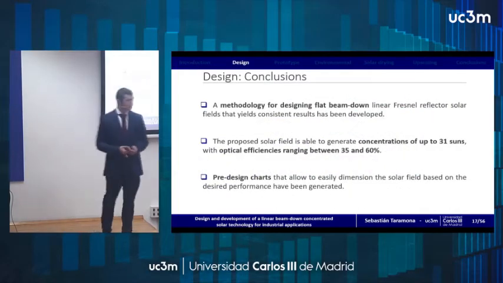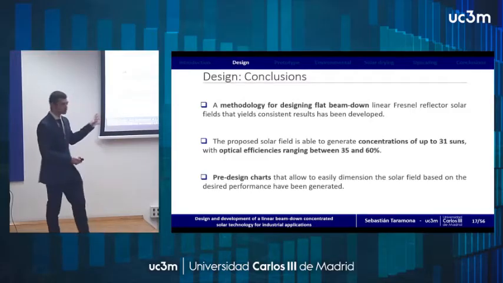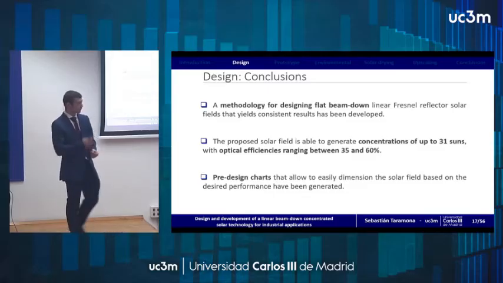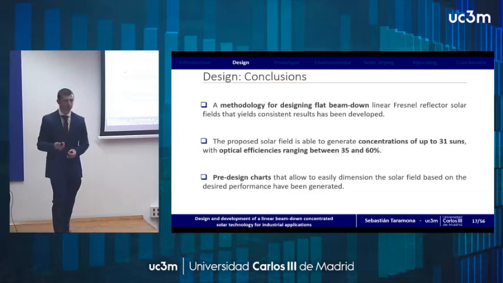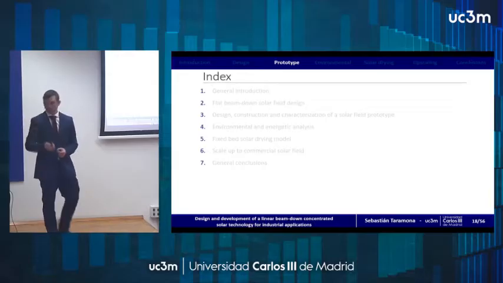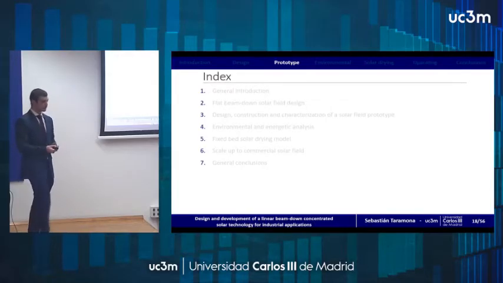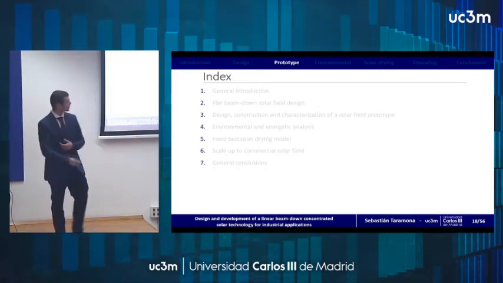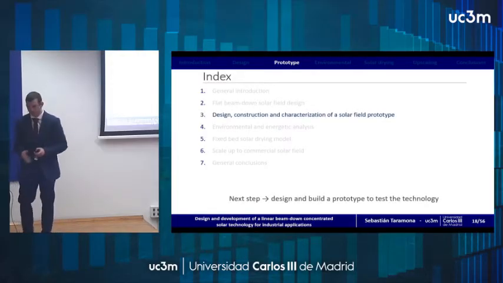So, rounding up this chapter, we were able to obtain some pre-designed charts that I previously mentioned. This way we can pre-design the solar field in an easier fashion. We were able to obtain a design methodology for these types of solar fields. And we were also able to achieve concentrations, in theory, of up to 31 suns. Okay, so now we have developed a design methodology. The next step is to bring this methodology up to a lab grade. So in order to do this, we'll be designing, constructing, and characterizing a solar field prototype with this technology.